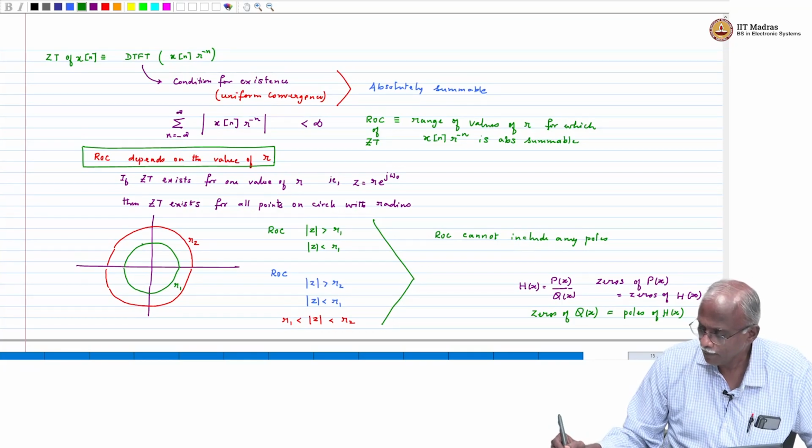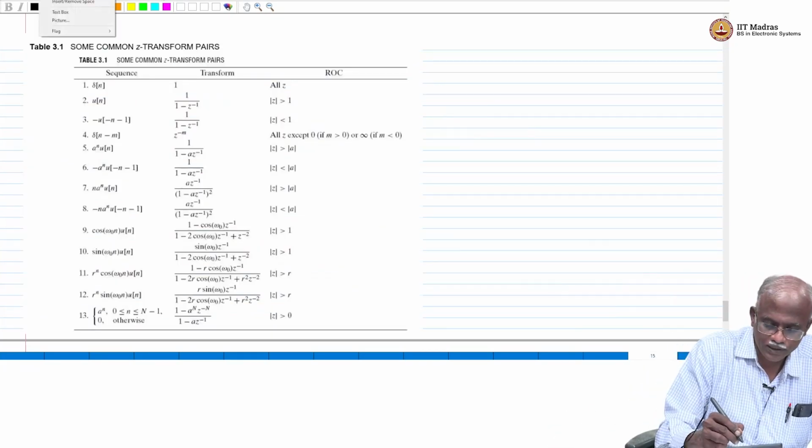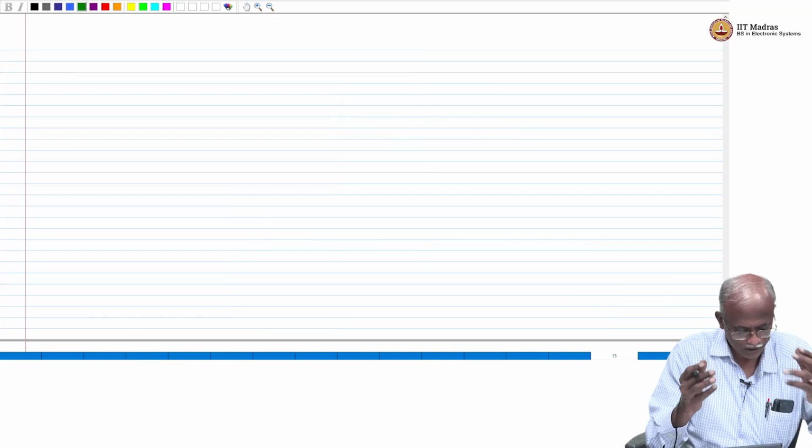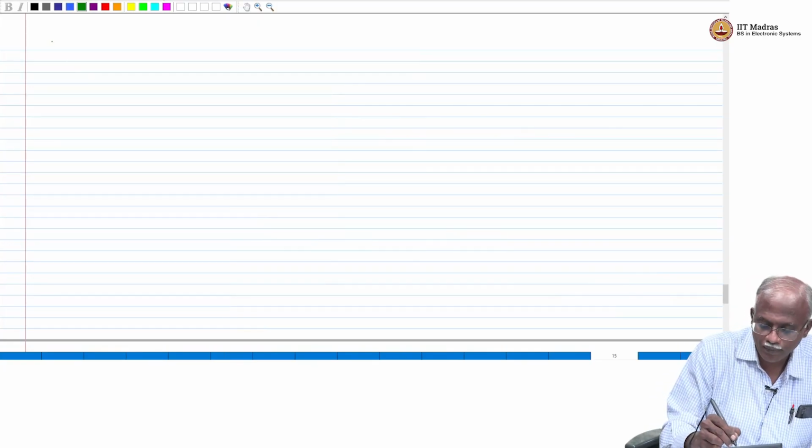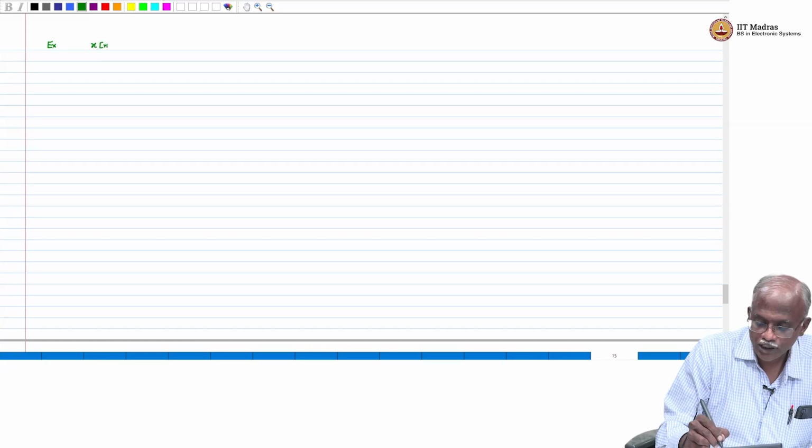Okay. Now, maybe a couple of examples will help us consolidate these concepts in a very simple manner. Example number 1. Supposing I have the sequence x of n is equal to a power n u of n.